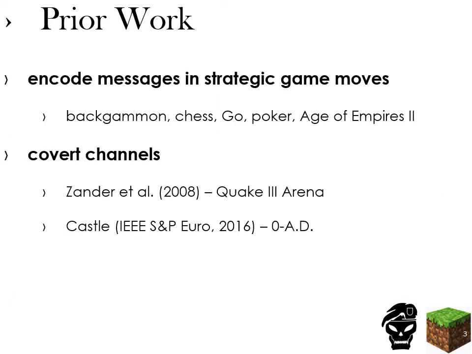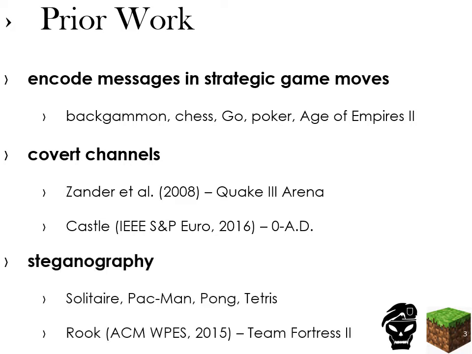There is quite a bit of work done on this, which goes back several decades. There are three main strategies. You encode messages in strategic moves of the game. So if Alice and Bob want to communicate via a game, they both have a dictionary, and every move they make corresponds to a certain entry in the dictionary, which decodes into certain useful information. That's been demonstrated for several games. Covert channels have been demonstrated in Quake 3 Arena and in Zero AD. Steganography has been demonstrated for Solitaire, Pac-Man, Pong, Tetris, Team Fortress 2. So you hide your message in the actual data communications of the game itself.